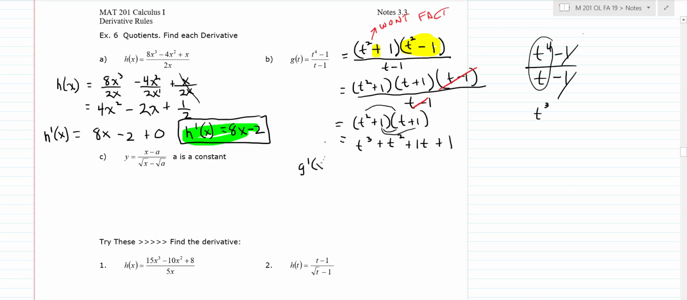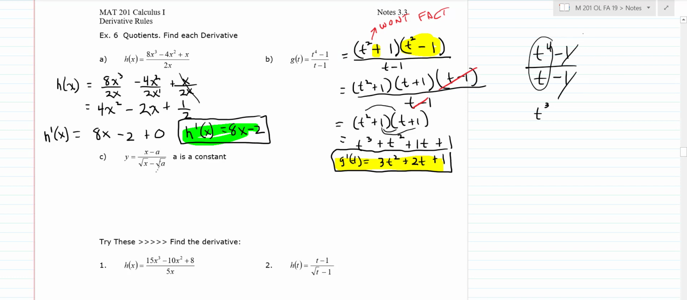So g prime of t would go like this. We say g prime of t is equal to 3t to the second plus 2t plus 1. So I'm kind of beginning to start doing those derivatives more in my head. That's what you want to do. All right, so you got to multiply it. You got to simplify before you do the derivative. That's a general rule of thumb, too. If I give you a function to do a derivative of, see if you can simplify it first. Okay?